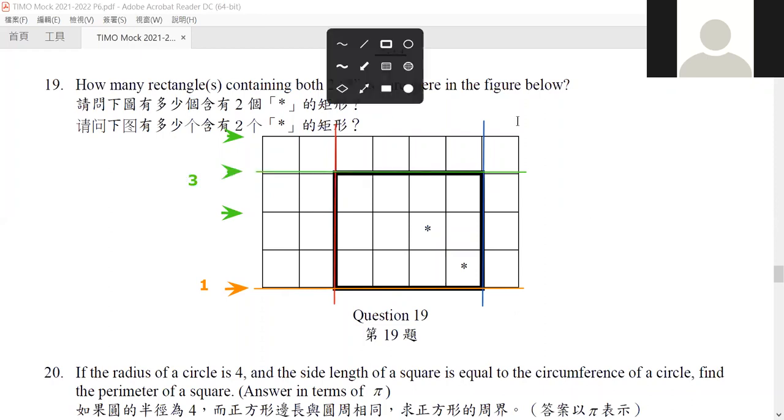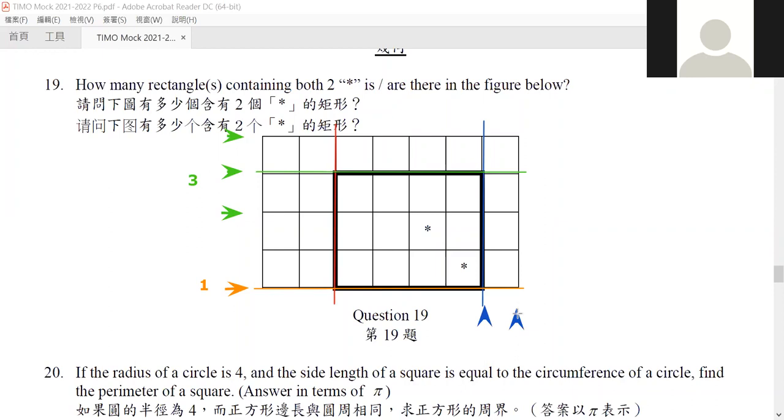How about the right? For the right, because it must be to the right of all the stars, it can only be selected in these two positions. Otherwise, the right-hand side of the rectangle is not far enough right to cover all the stars, so it will not contain the two stars.